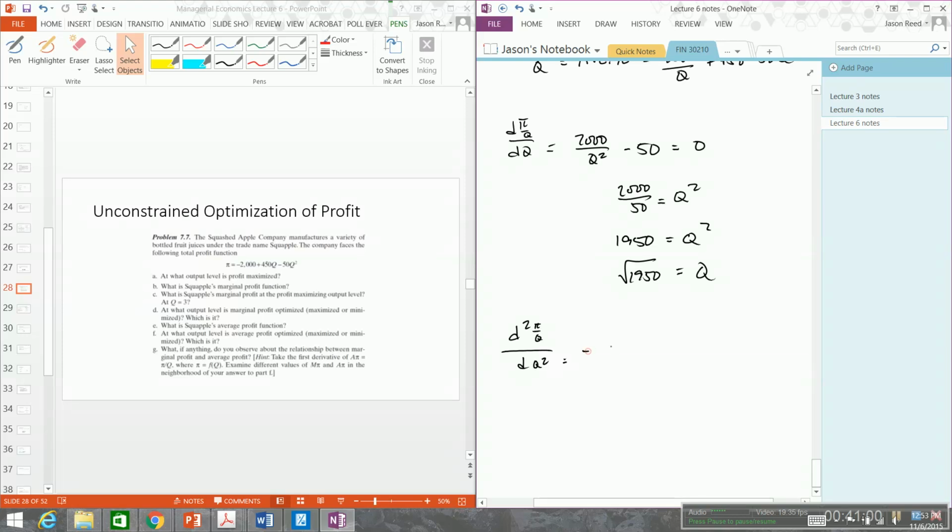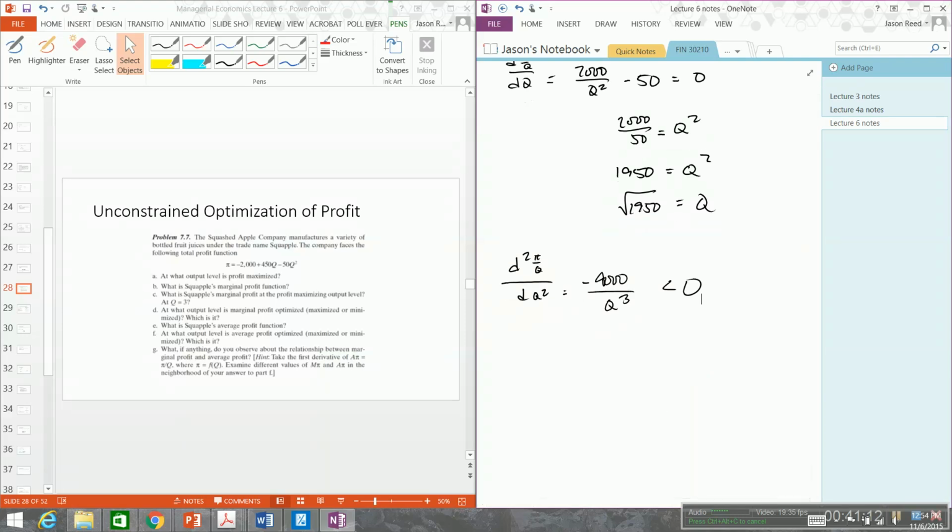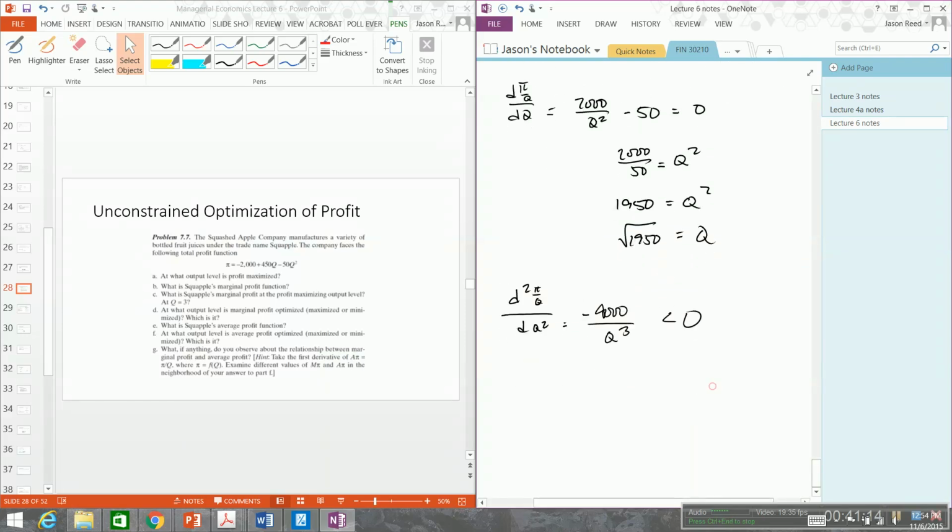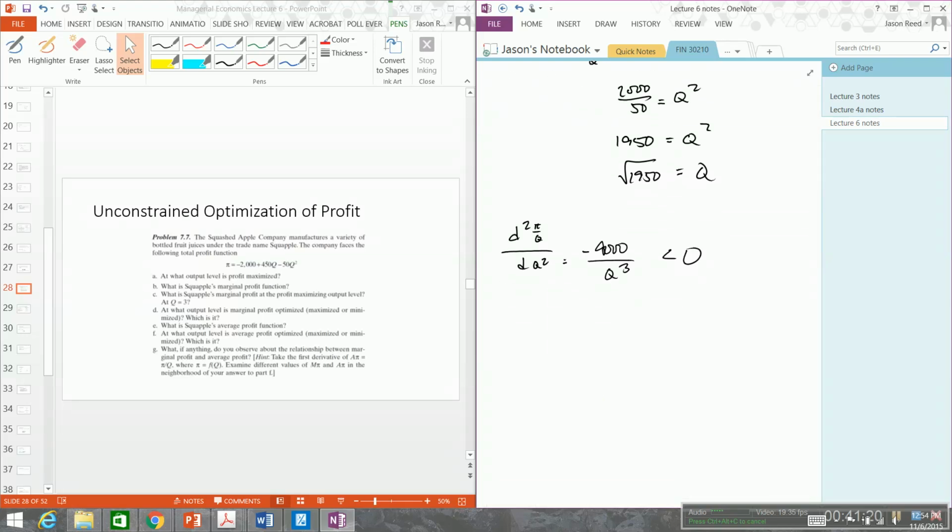So we have negative 4,000 over q cubed. And so this is going to be essentially less than 0. So we know that our first derivative set equal to 0, second derivative less than 0. We should actually have a maximum here. And that kind of makes sense to us because we're talking about profit levels.